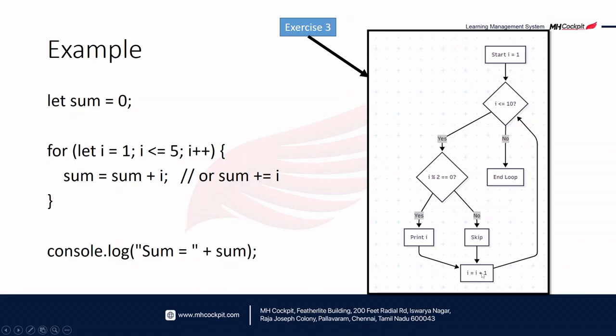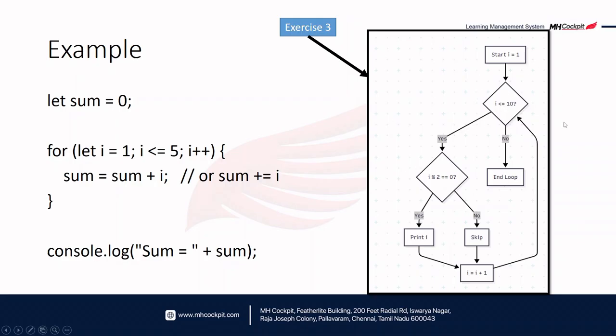So I am incrementing the next iteration, and then again it goes to the condition. The next iteration will be the next value, and then it will check the modulus. If it is 0, then it will print I. If it is not 0, then it will go to the next iteration. So what is going to happen? It is going to print the even numbers from 1 to 10 as an output. So this is exercise 3.